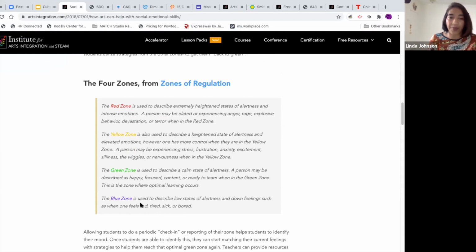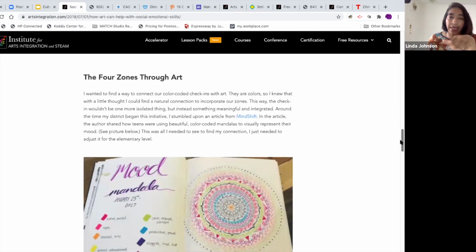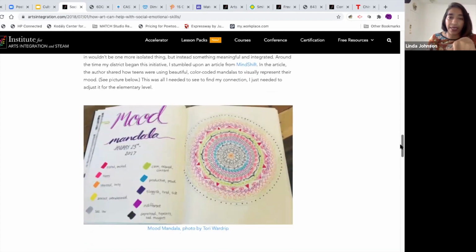I'm ready to learn. I'm happy. And blue is kind of like depressed. Yellow is like, I'm heightened, but I'm getting there. And then red is, you need to watch out for the red. And so they can actually take those through art, and they can color their mandala.